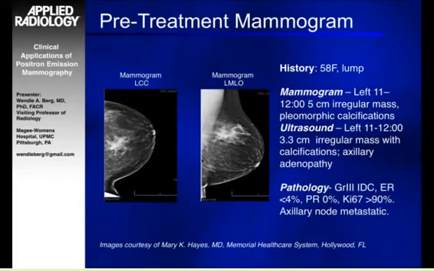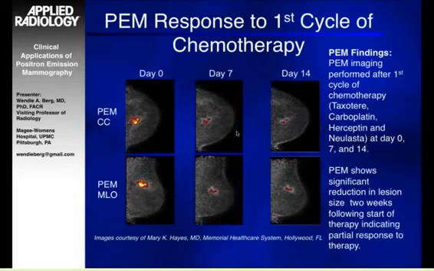The next slide shows another case of a patient who had a lump in her left breast. You can see this large area of asymmetry, almost irregular mass. And this was a high-grade invasive ductal cancer with metastatic node. And here, very nice sequential imaging. First, prior to treatment, very intense uptake in the tumor. Even 7 days after the first treatment, you can see a dramatic reduction in FDG uptake.